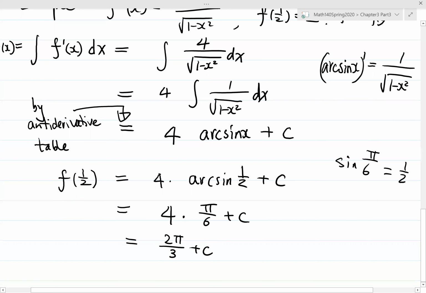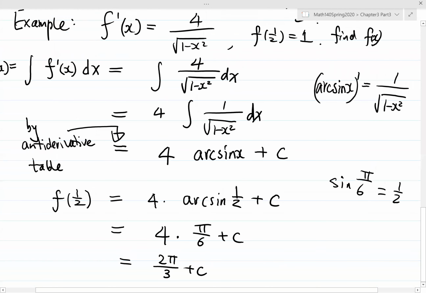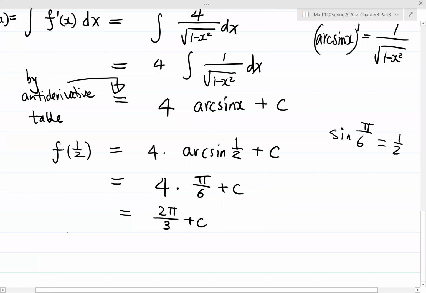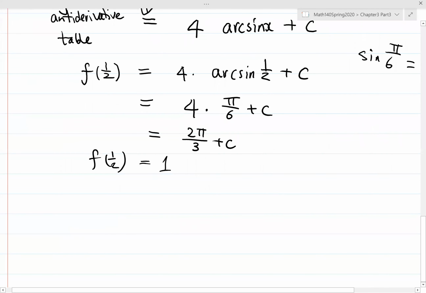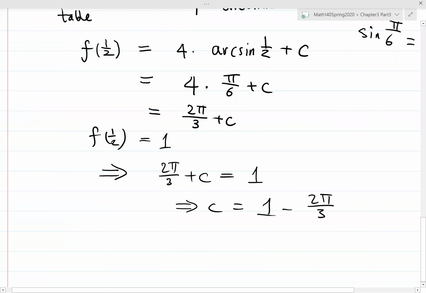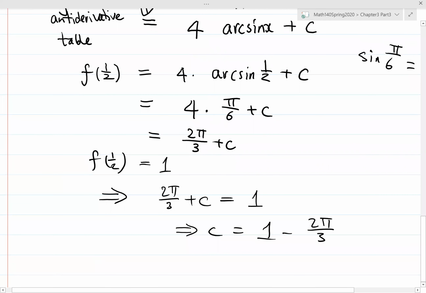Now we also know f of 1/2 is 1. So we can conclude that 2 pi over 3 plus the constant c should equal 1. Which means we can solve c equals 1 minus 2 pi over 3. And then we can substitute c back into the expression.